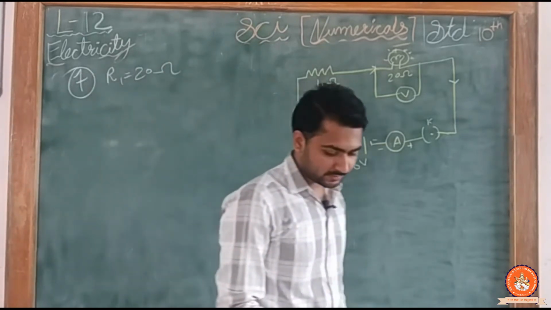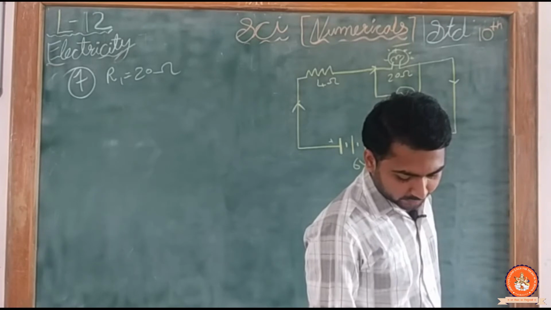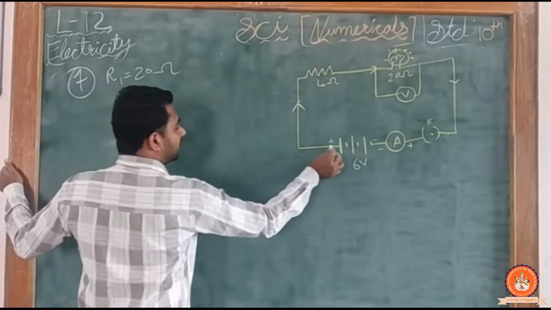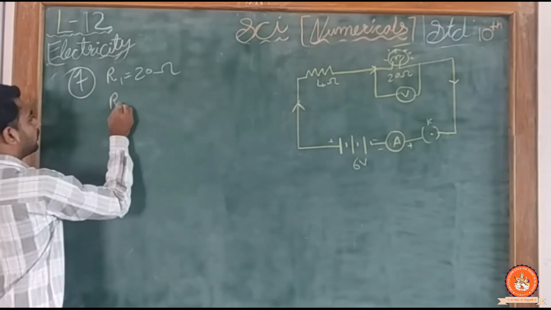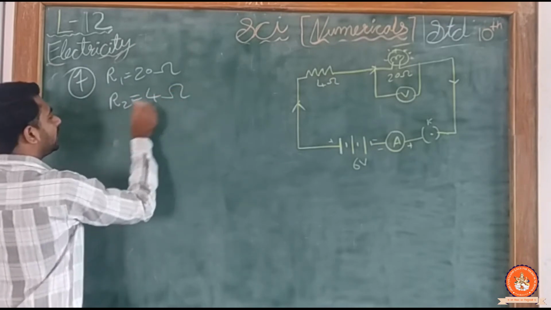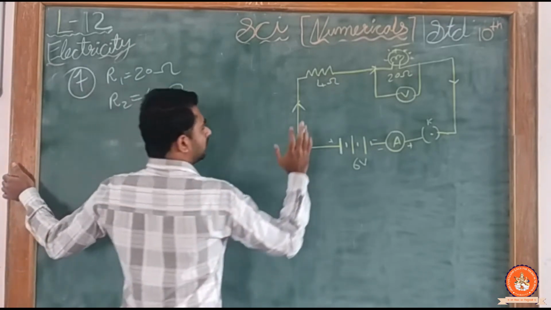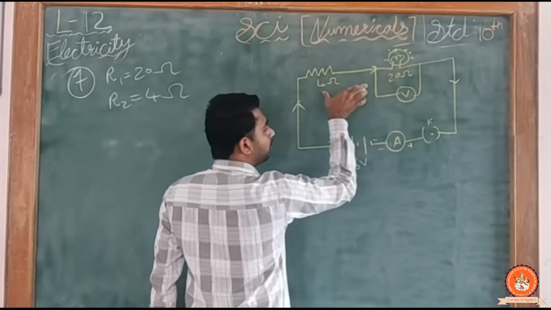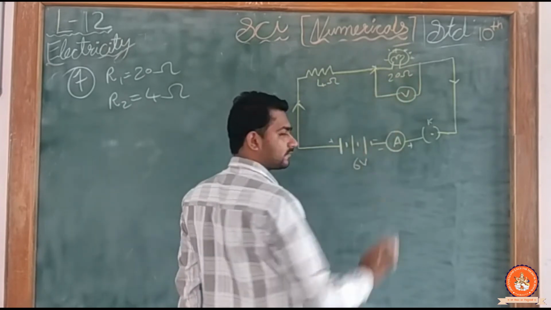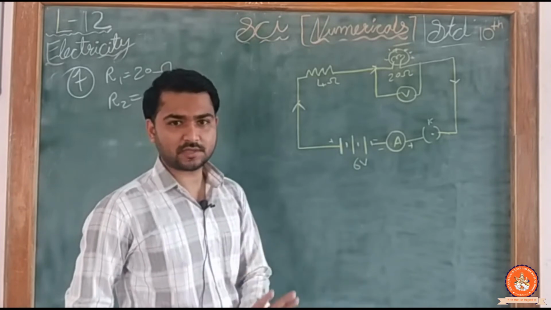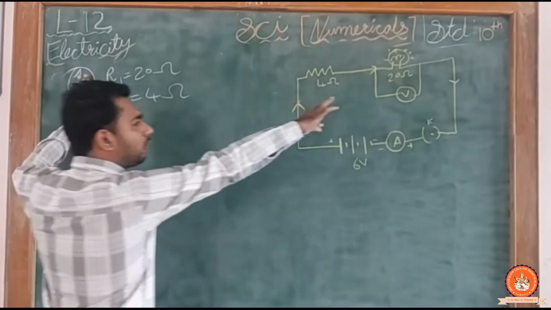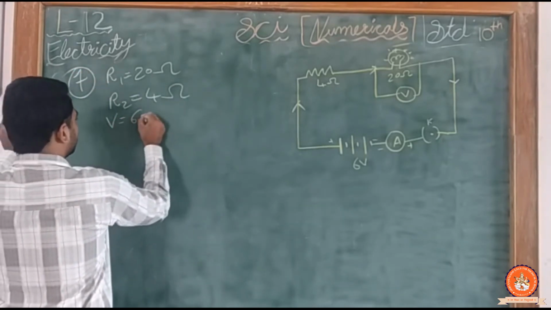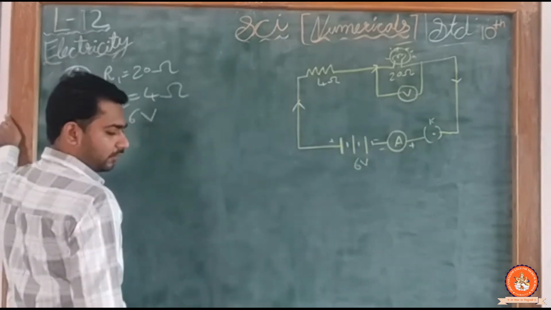Clear? Thereafter they told us that a conductor of 4 ohm resistance is connected to a 6 volt battery. So conductor of resistance, ये कंडक्टर है, उसका रेजिस्टेंस दिया हुआ है 4 ohm. ठीक है, सो मैंने ले लिया R2 is equal to 4 ohm. So I can say that this 4 ohm resistance and this 20 ohm lamp, both are in series in the same cable. They are connected with the same cable. Okay, so this is a series connection. So they give us R1, R2 and voltage V is equal to 6 volt. Okay, which I already told you here.